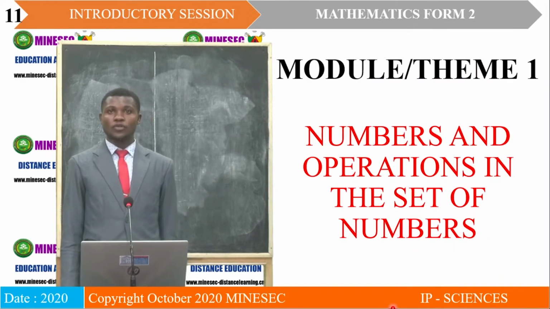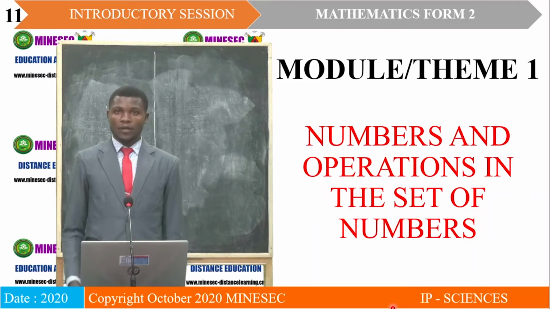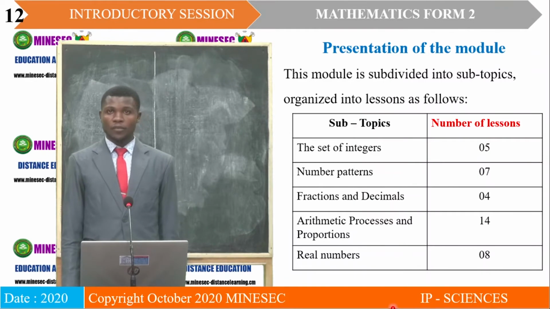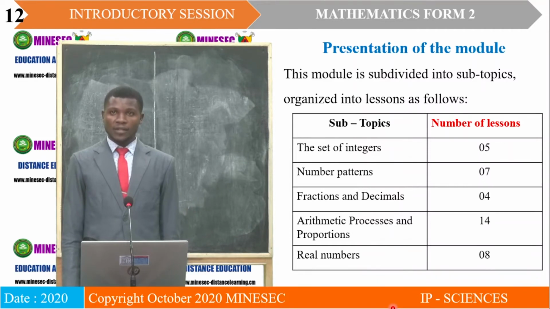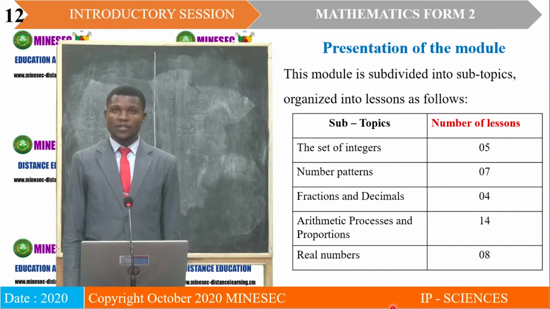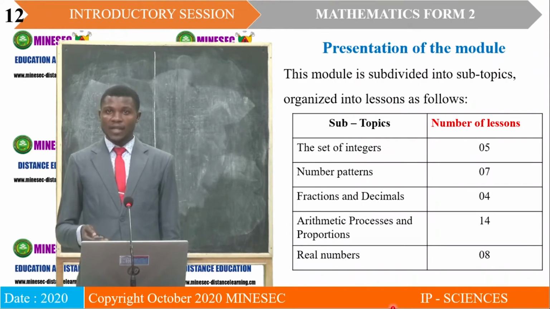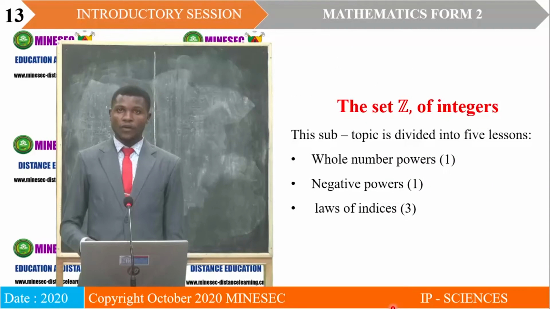Now, in the first module, which is titled Numbers and Operations in the Set of Numbers, we have the following subtopics. The first subtopic is the set of integers that has 5 lessons. We have number patterns with 7 lessons. We have fractions and decimal with 4 lessons. We have arithmetic processes and proportion with 14 lessons. We have real numbers with 4 lessons.